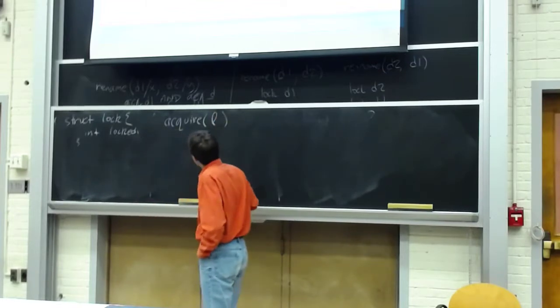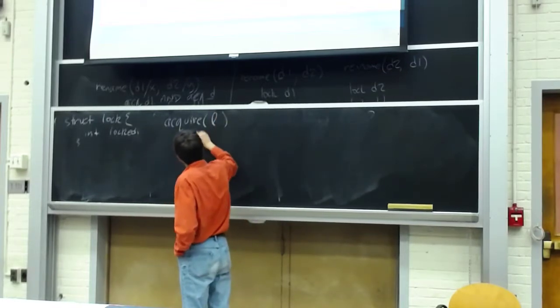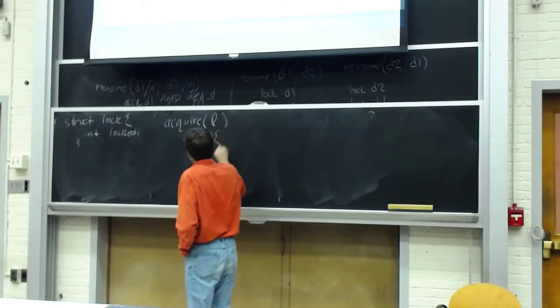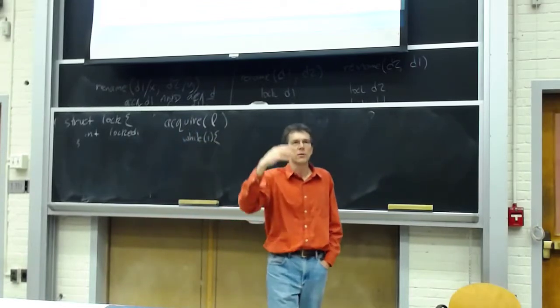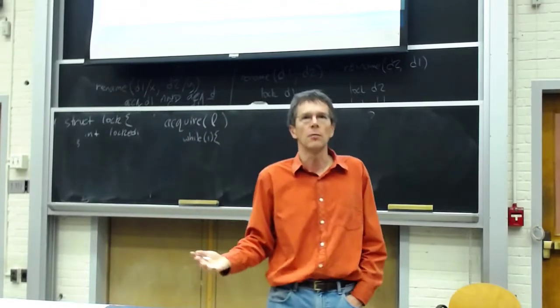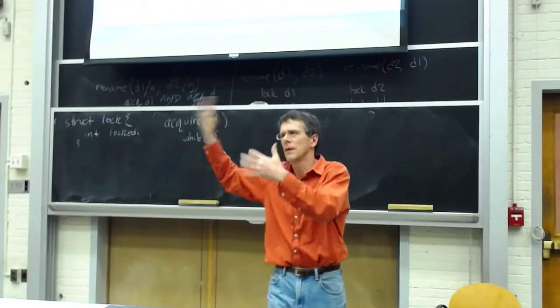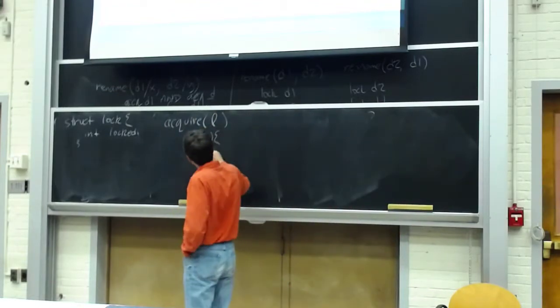Required to lock is an argument. One possibility, a broken possibility, is that I have a loop. Of course I have to have a loop, because the acquire is supposed to wait until the lock is no longer held before it returns. So it has to, at some level, have a loop.